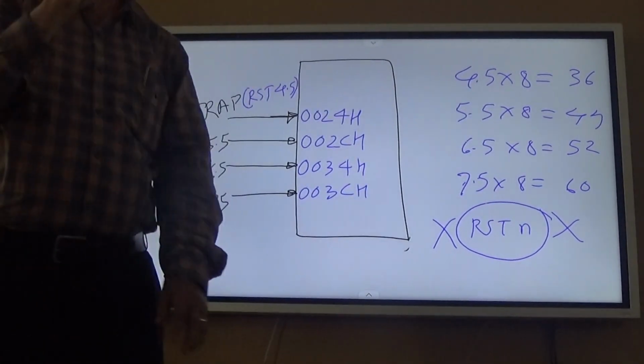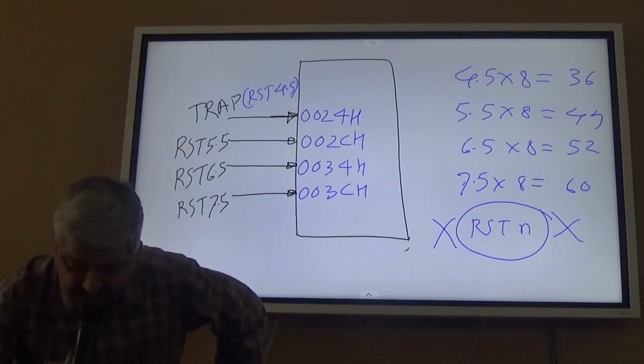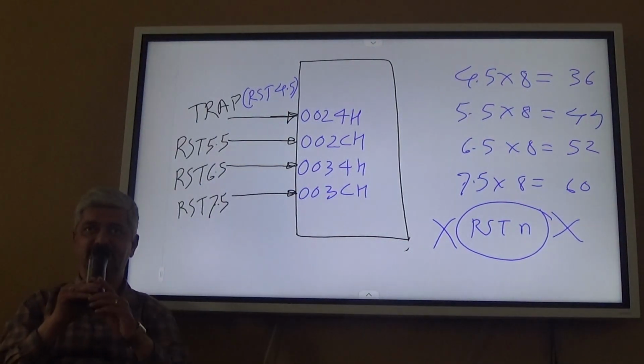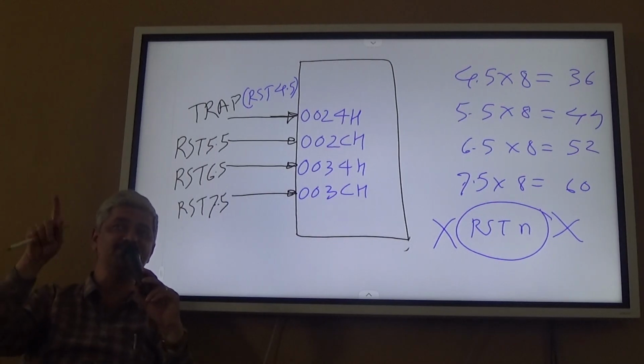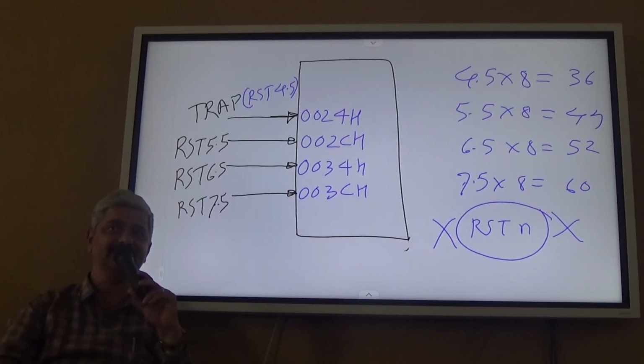So if trap is found high at the end of the current instruction, what will the microprocessor do? It will go to which machine cycle of the CALL 0024 instruction?